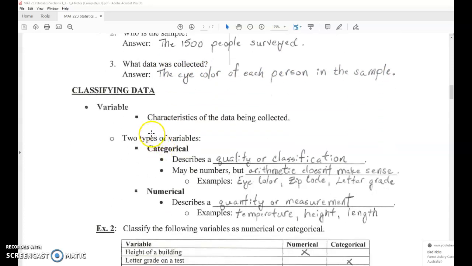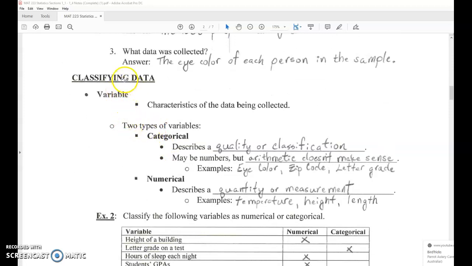Okay, now classifying data. When we classify data, we talk about it being a variable. Sort of like you've heard about in other math classes, but we just name our data different variables. So it gives us the characteristics of the data being collected. Now there's two types of variables that we're going to be working with in this class. There's either categorical variables or there's numerical variables.